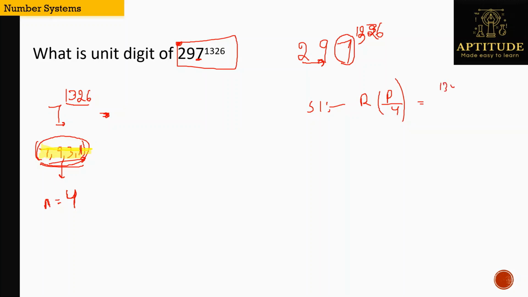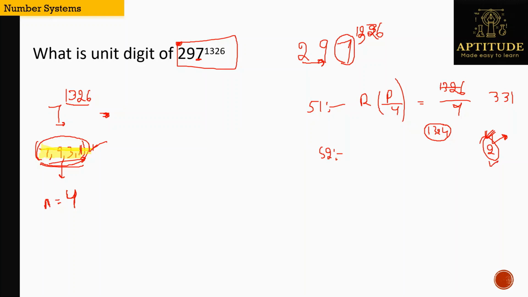The power is 1326, so let's check the remainder. 4 3s are 12, and once again 4 3s are 12, and 4 1s are 4. So the remainder will be 2. So 4 into 331 is nothing but 1324, which means till 1324 the cycles will be completed. After that, how many extra sevens are there? This remainder tells us how many sevens are extra for me.